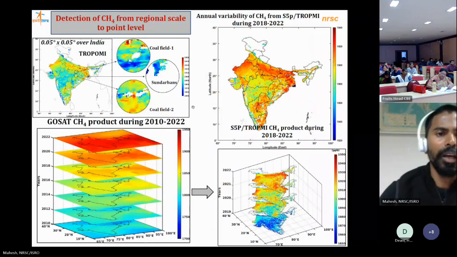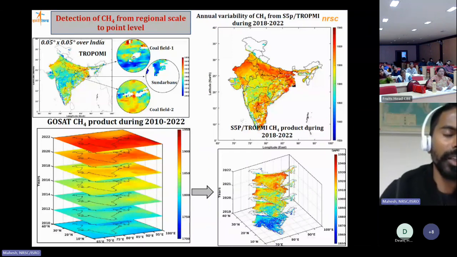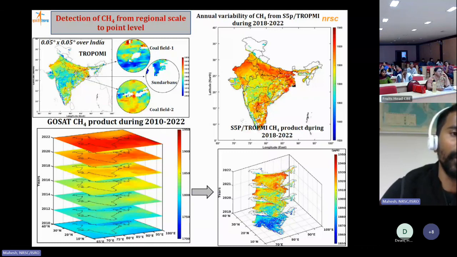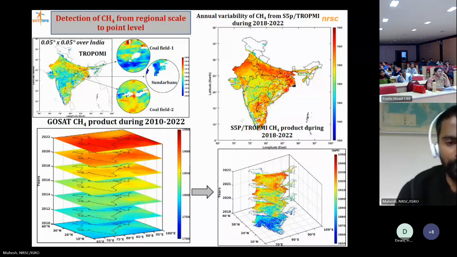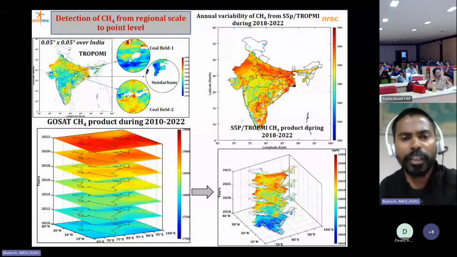Using the Sentinel from the European Space Agency, we are able to even detect the point level, as we discussed just before this slide. So we are able to see the concentration of methane in the coalfield, Sundarbans, and also the coalfield. We have selected 2 coalfields here, 1 and 2, and this is the Sundarban area, which is a wetland. You know that the emissions vary from source to source. Thermal power plants, wetlands, and agriculture are all major sources of methane in the atmosphere. The removal of methane from the atmosphere is by a photochemical reaction, the hydroxyl radical, OH radical. It dissociates the methane molecule, and that is how methane is removed from the atmosphere.